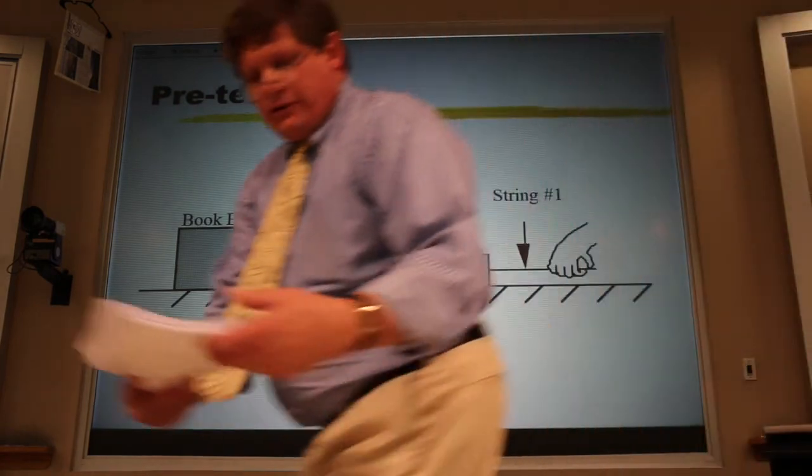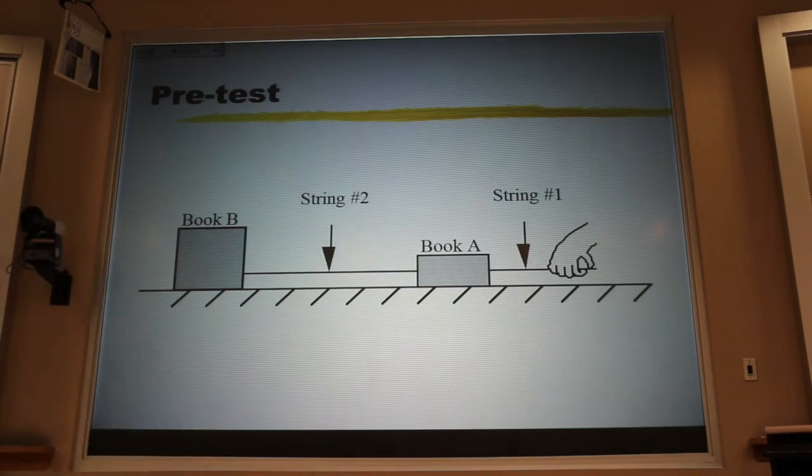I have a pretest for you because you love them so. This pretest has two sides. But it shouldn't take very long. On the back side, there's what's called an Atwood's machine.